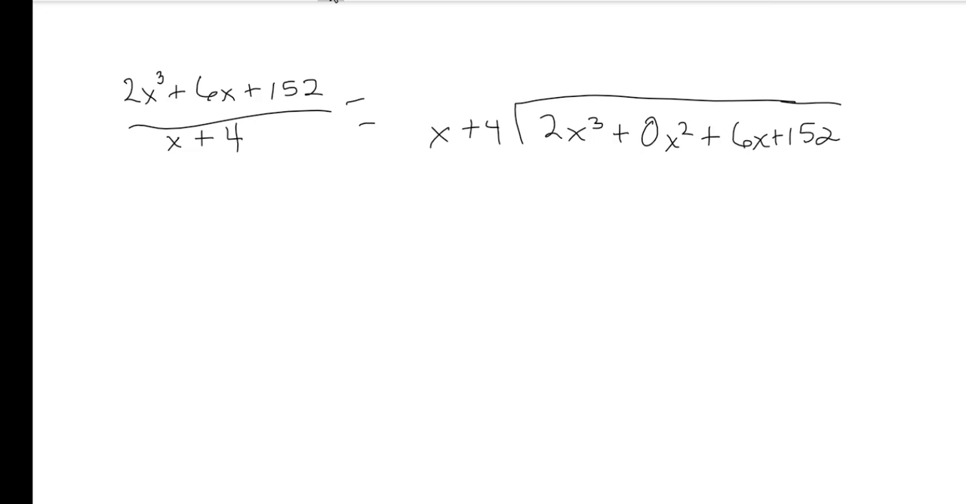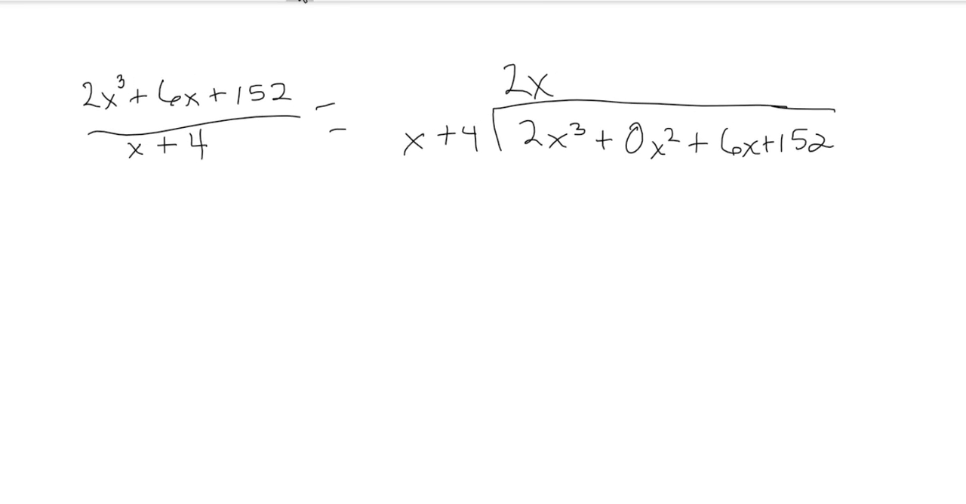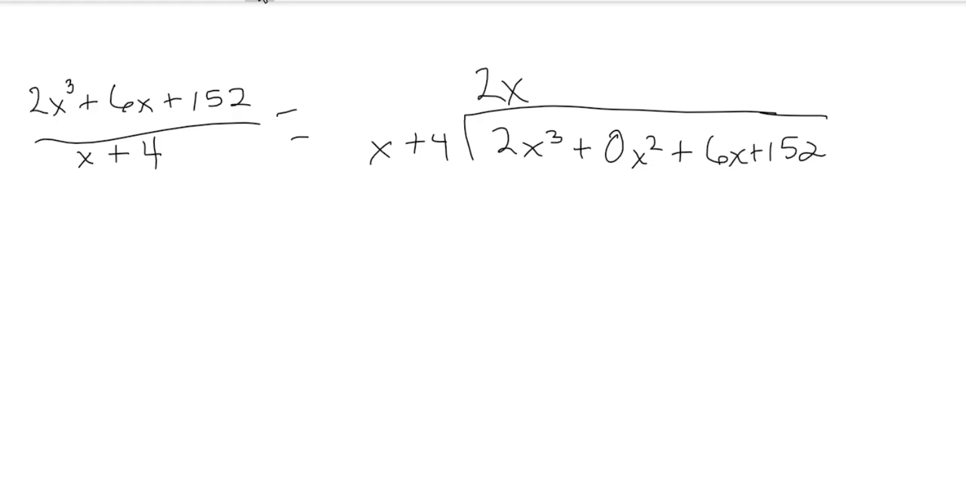And just like the other ones, let's begin. So x plus 4. How many times does x go into 2x cubed? Well, that would be 2x squared. Well, I was thinking about it for a second, sorry. 2x times x would be 2x squared, so it needs to be 2x to the second power. 2x to the second power times x is 2x cubed. And then 2x squared times 4 is 8x squared. Let's go ahead and subtract these.